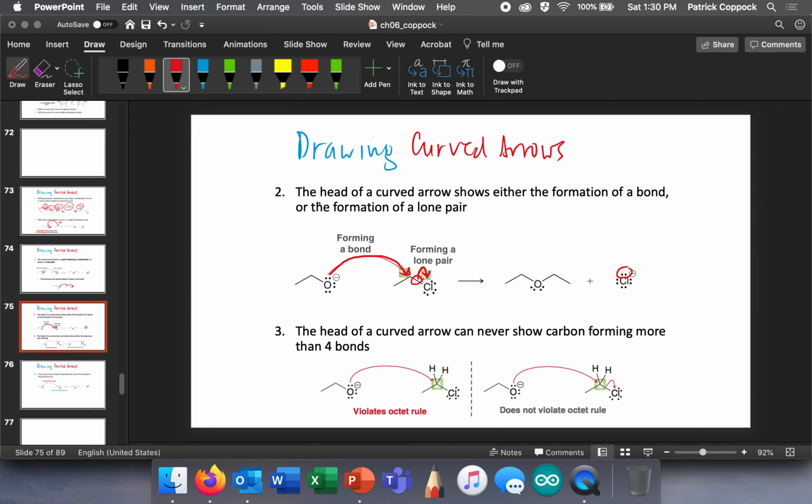So number 2, the head of the curved arrow shows either the formation of a bond or the formation of a lone pair. Rule number 3, the head of a curved arrow can never show carbon forming more than 4 bonds. So this is not correct. It's the start of a correct mechanism, but it's not correct because you cannot have 5 bonds to a carbon.